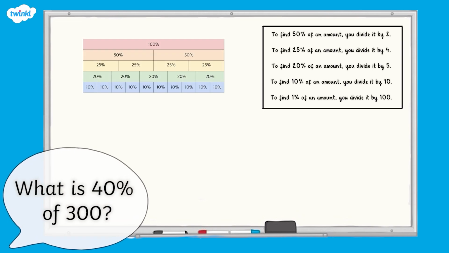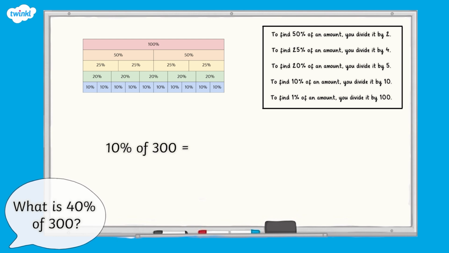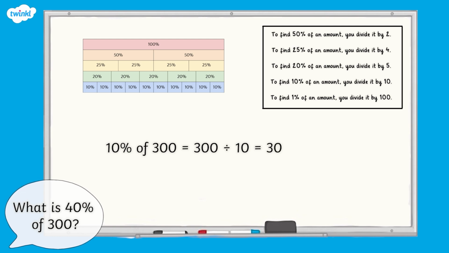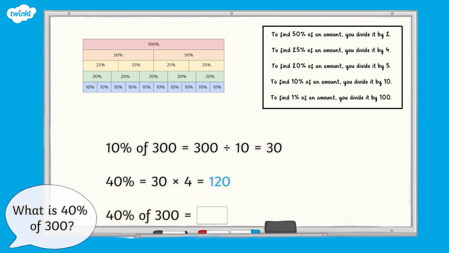What is 40% of 300? First, we can calculate 10% of 300. We find 10% by dividing by 10. 300 divided by 10 is 30, so 10% of 300 is 30. Now we have 10%, we can multiply it by 4 to find 40%. 30 multiplied by 4 is 120, so 40% of 300 is 120.